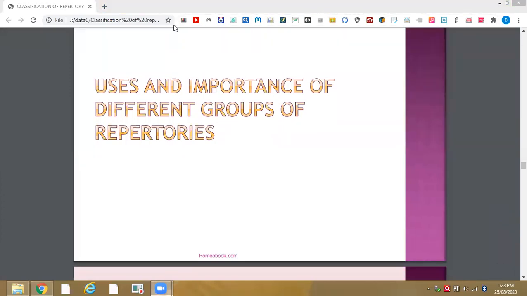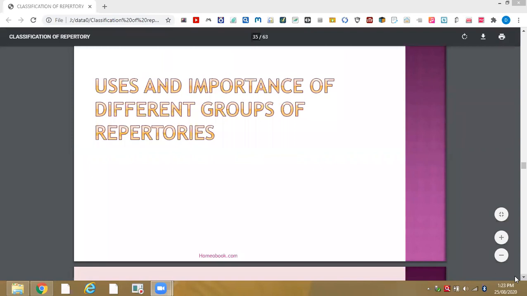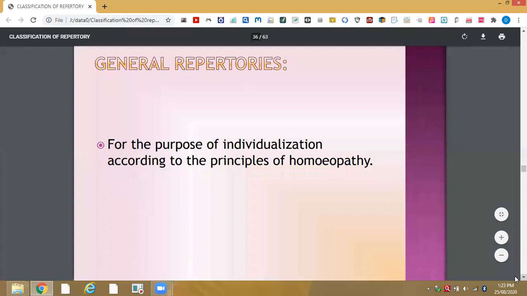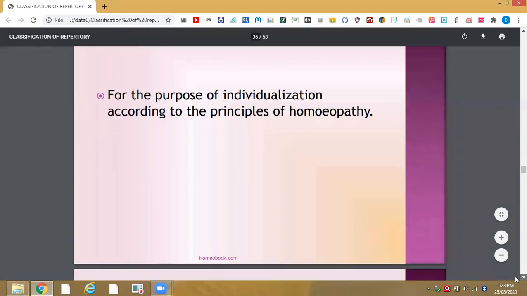Sorry for the disturbance. We will continue with the uses and importance of different groups of repertory. In short, we discuss the uses of the repertory, because the use and importance of repertory in detail we will discuss later on, but according to group, in short, we discuss general repertories for the purpose of individualization according to the principles of homeopathy.